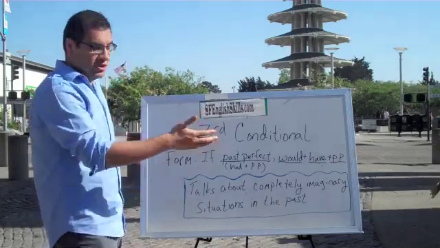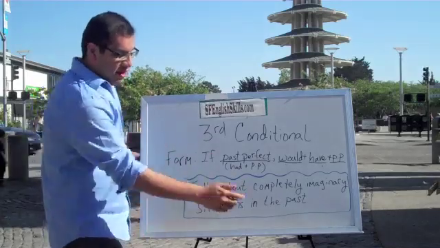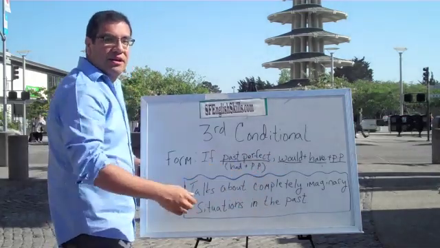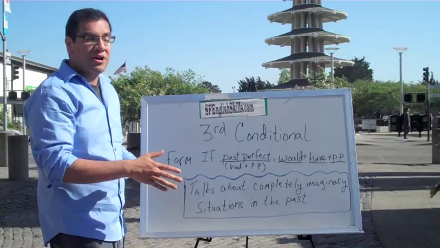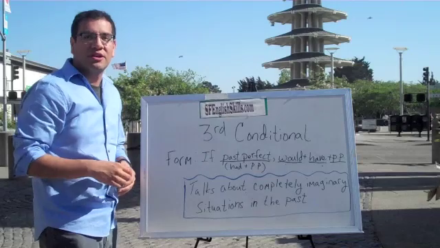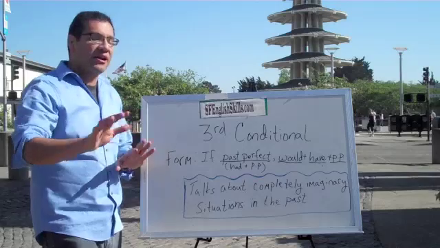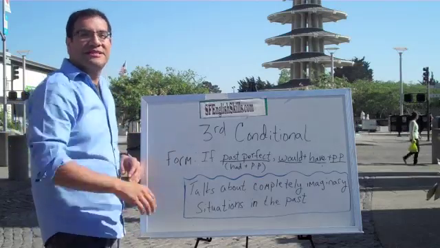And we use the third conditional to talk about completely imaginary situations that happen in the past. One important idea to remember is that the third conditional is the only one that talks about a past situation. The zero, first, and second conditional don't talk about the past. Let's look at some examples next.